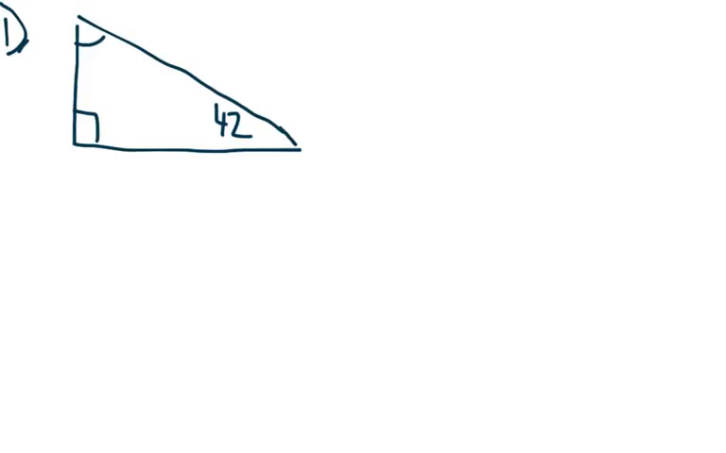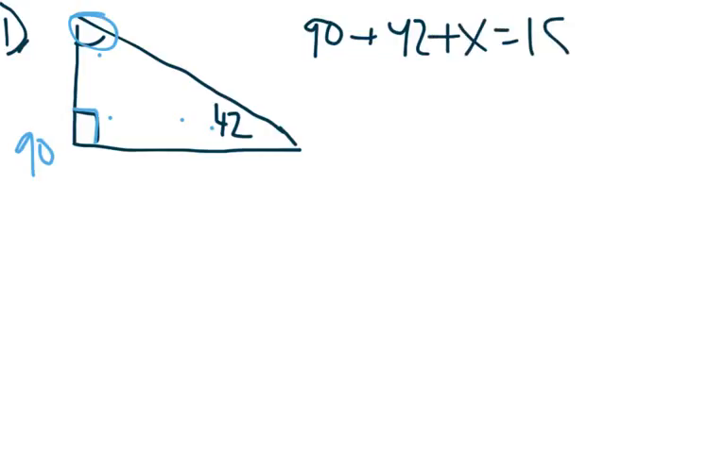Chapter 11 review, we want to find the missing angle in this triangle for number 1. So we have 42 degrees, we have the square, which remember means 90 degrees, and we know that if we add up all three angles, we get 180. So we are going to say 90 plus 42 plus x equals 180.